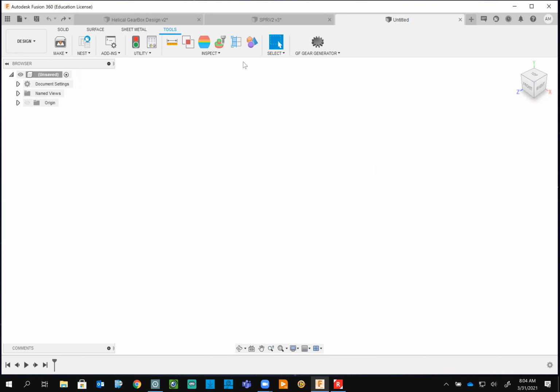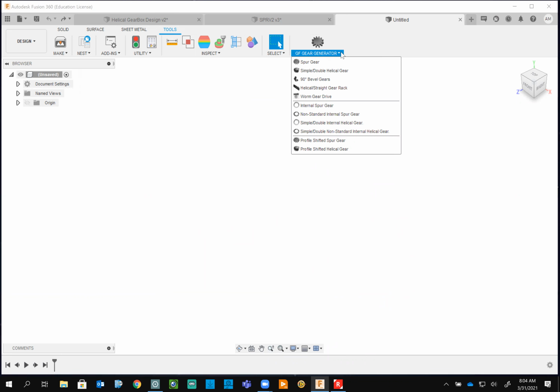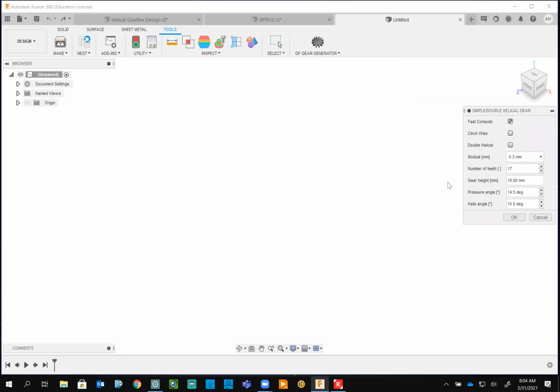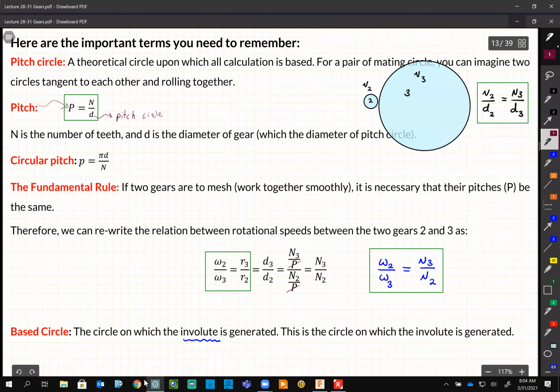In this software, there is a feature for gears. Here, you can see it. And if I open it, then I have different options like spur gear, helical gear, bevel, rack, worm gear, and so on, internal gears. Let's say I want to make a helical gear. I click on helical gear, and then a window pops up and asks for some information. What is module? Let me move back to my notes for a moment.